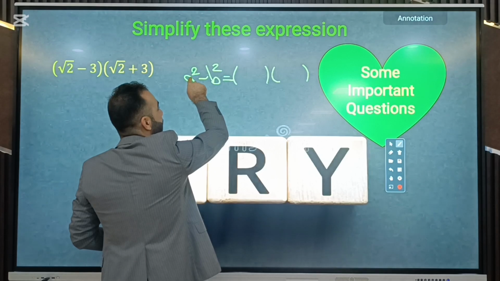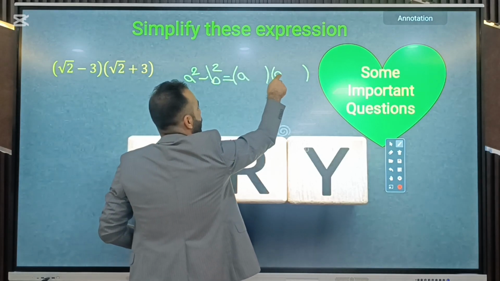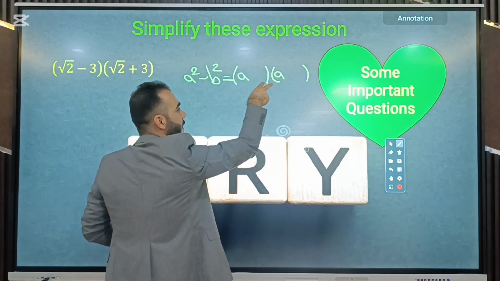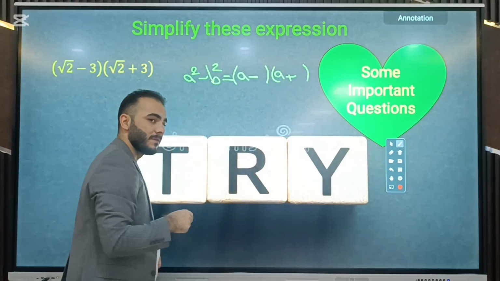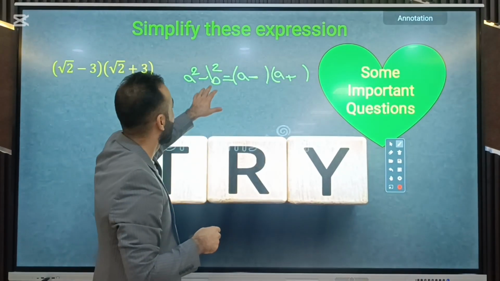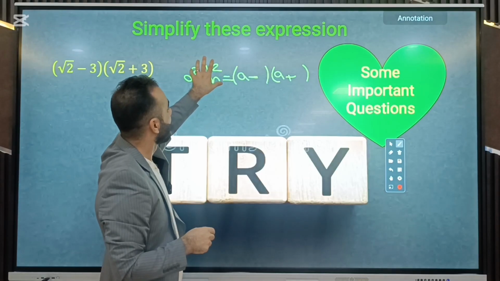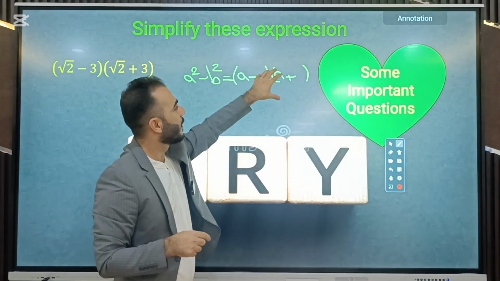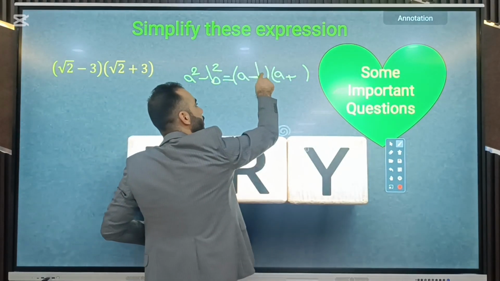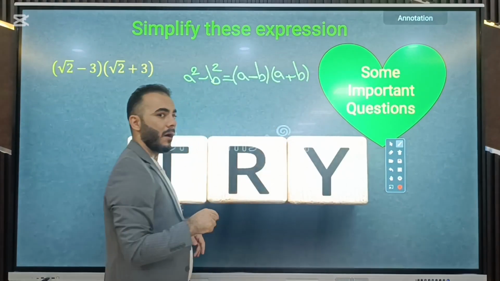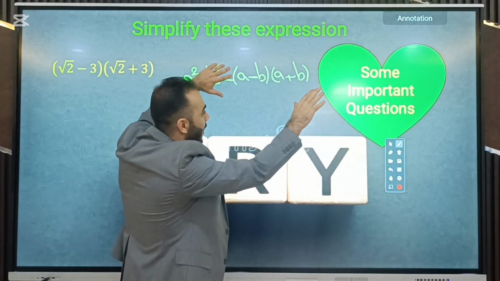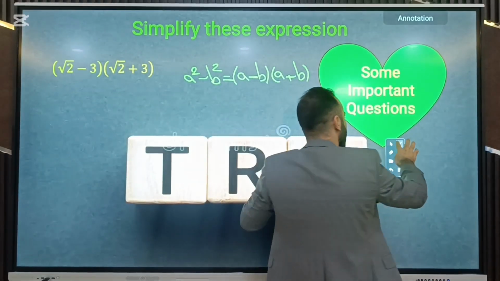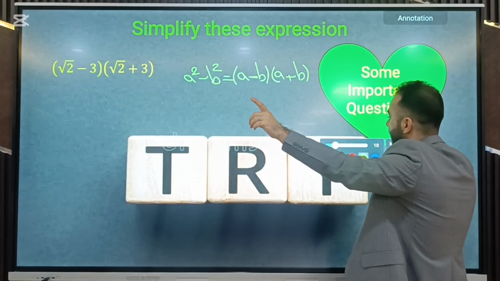We share this a, one a here, one a here. One of the brackets is going to be with minus, the other with plus. Then we do the same thing: we distribute b into these two brackets, one b here, one b here. As you can see, we have the right side, and we need to get the left side in our question. Let's take a look at it.